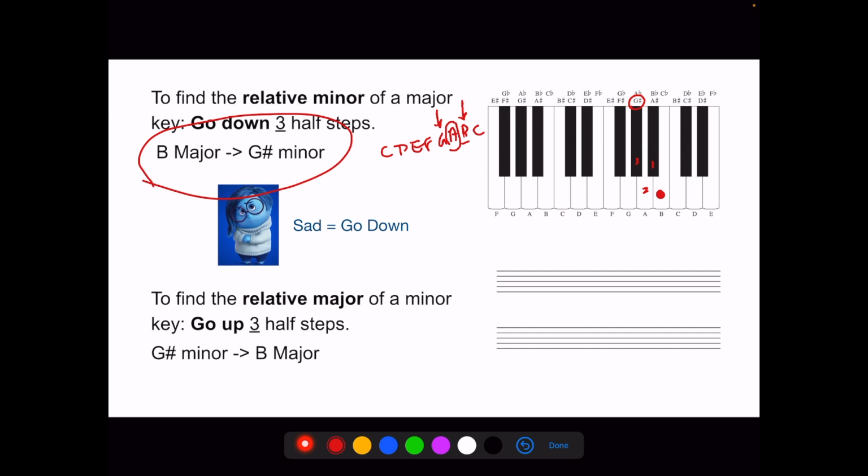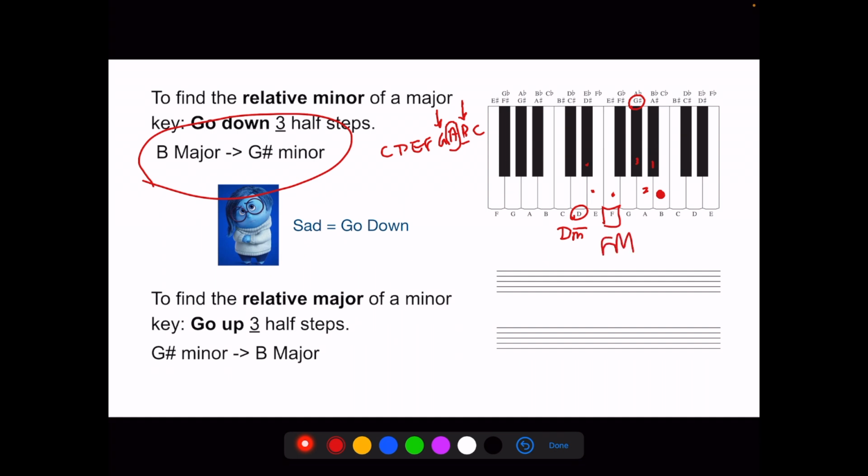Now, when you want to find the relative major of a minor key, it's the opposite. You go up 3 half steps. So for example, let's say you are in D minor, right? If you look at the circle of fifths, D minor would have just one flat. So from D minor, you go up 3 half steps. 1, 2, 3. That's going to be F major.